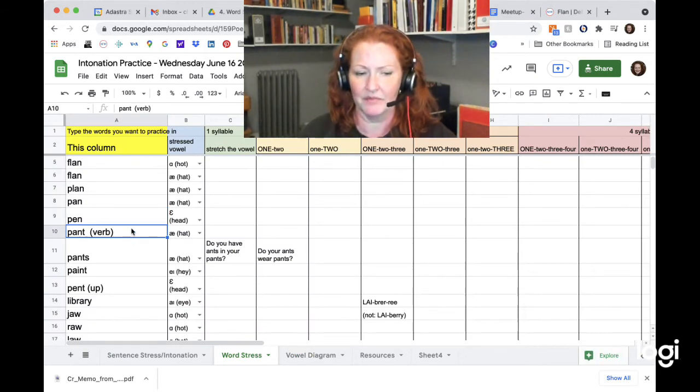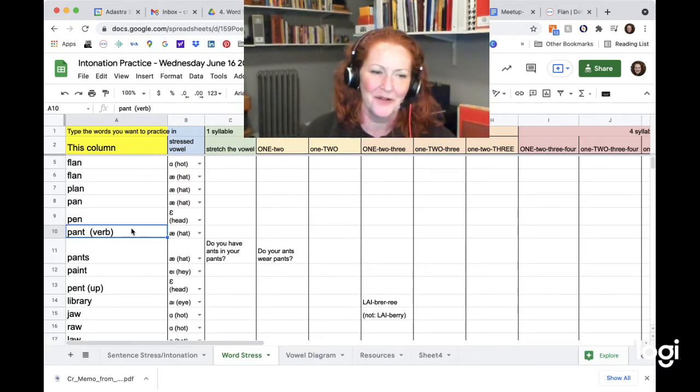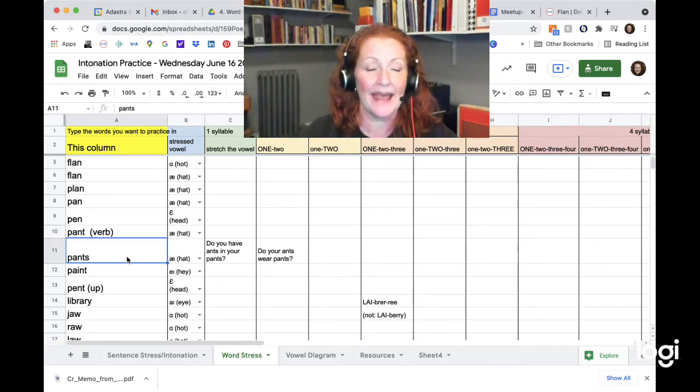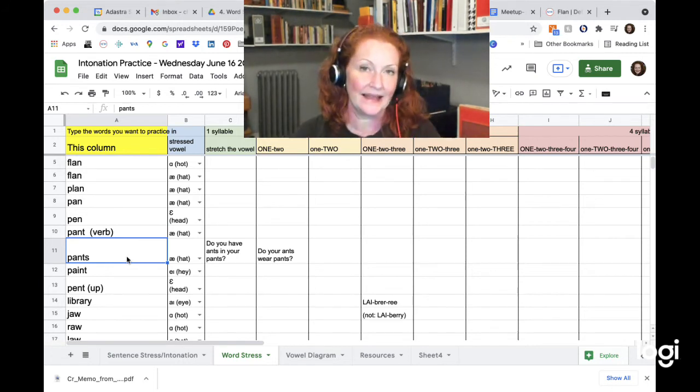And pant. This is a real word. It's not that common for most people. It means like when a dog breathes heavy. So, but it is possible. Pant, and you hold the T instead of releasing the airflow. Just hold it, pant. More common would be pants. We say pants with an S.